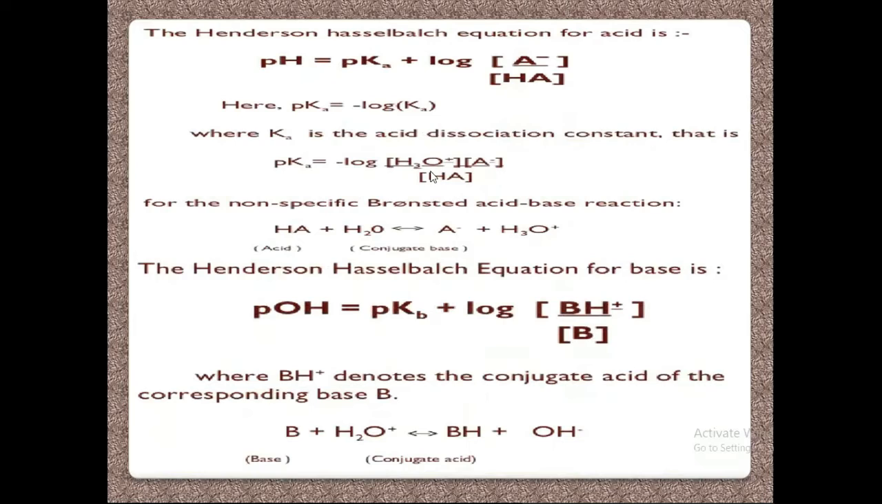Now the Henderson-Hasselbalch equation for a base, that is pOH for a base. So pOH is equal to pKb, where Kb is for the base, plus log BH plus divided by B. B is a base, where BH plus denotes the conjugate acid of the corresponding base B. So you see the reaction for this base: B plus water gives the conjugate acid BH plus and OH minus.